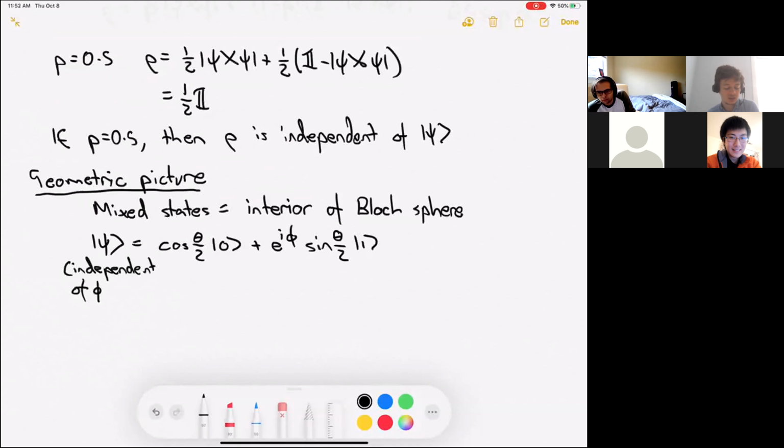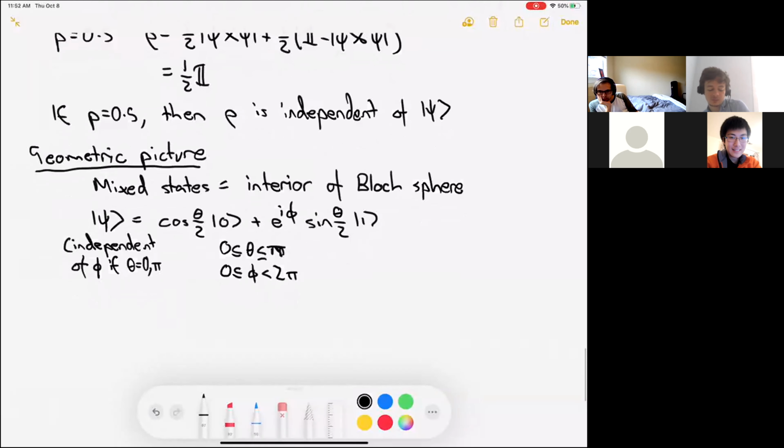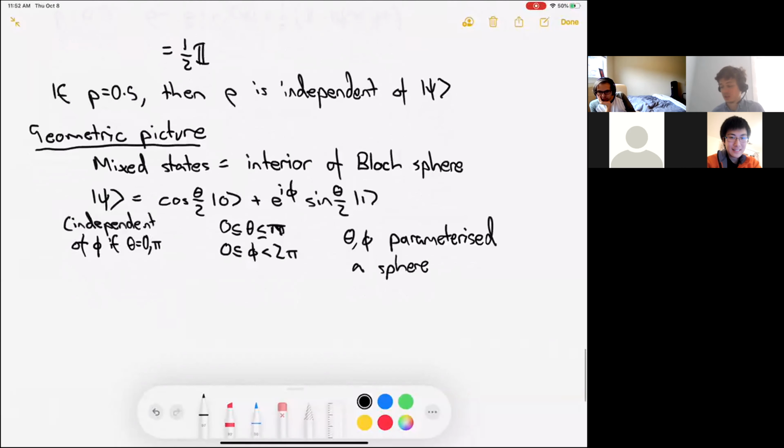And this was independent of phi if theta is equal to 0 or pi. And in general, we had 0 less than or equal to theta less than or equal to pi, and we had 0 less than or equal to phi less than 2 pi. Okay, and so theta and phi parameterized a sphere. So we identified the set of states ket psi with the points on that sphere.